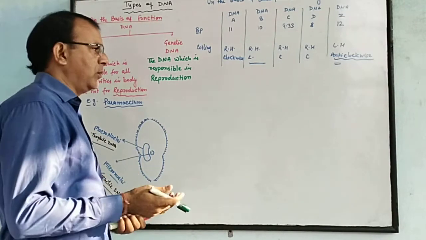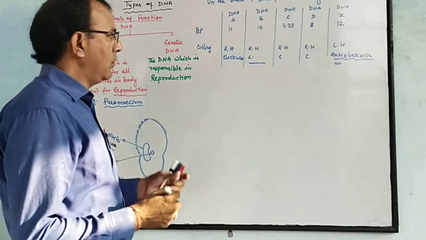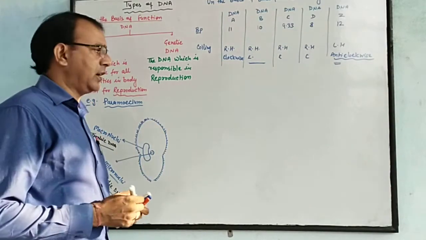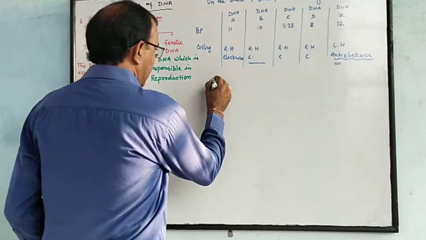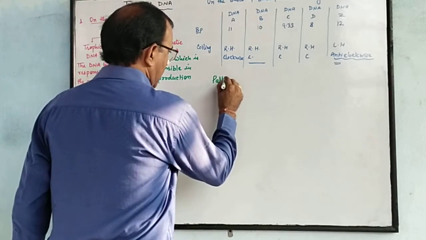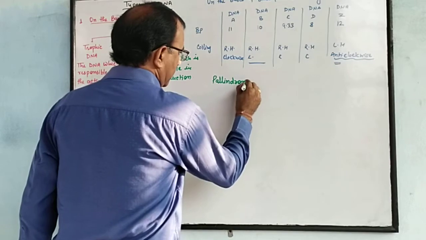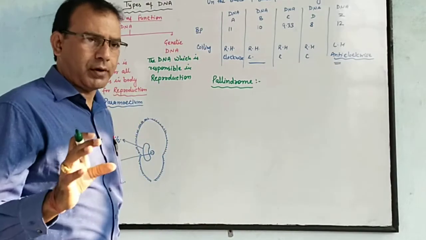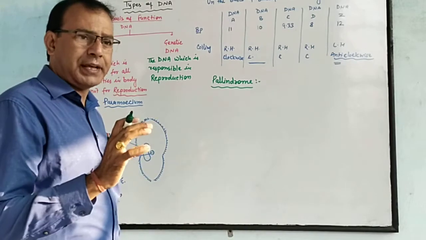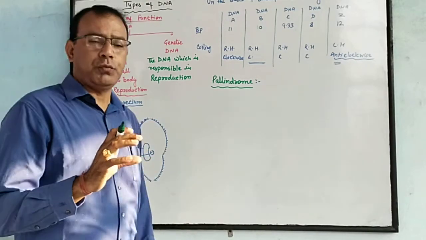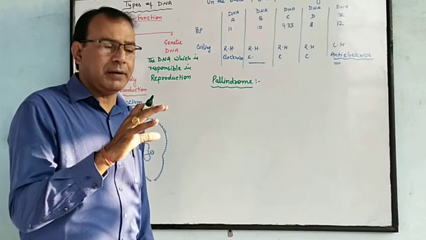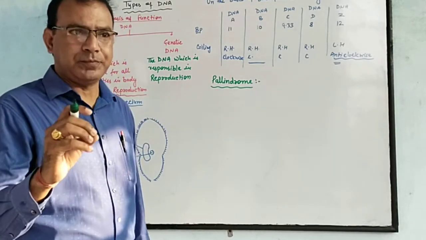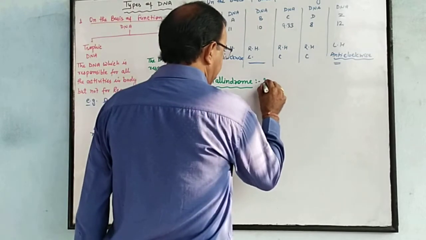Next, some terms are also useful for us in this chapter as well as in biotechnology. The first one is palindrome. What is palindrome? Palindrome is a word or phrase which we read backwardly or forwardly, and the sequence remains the same.